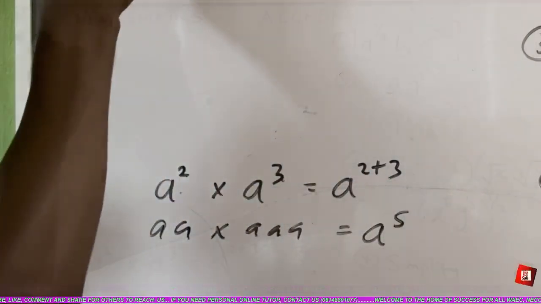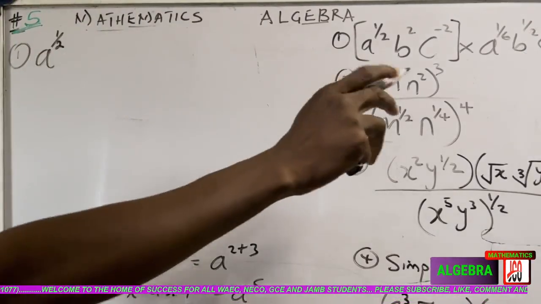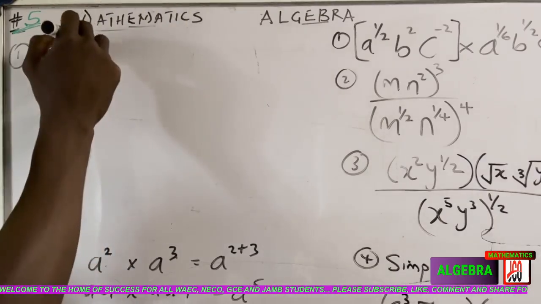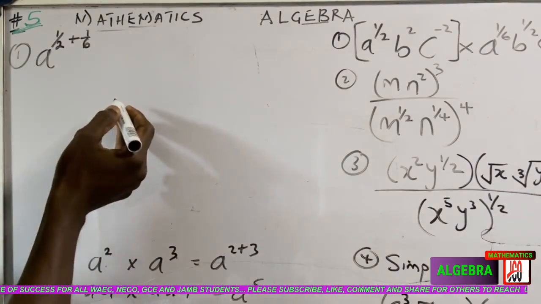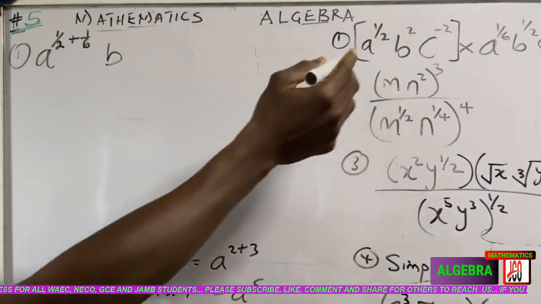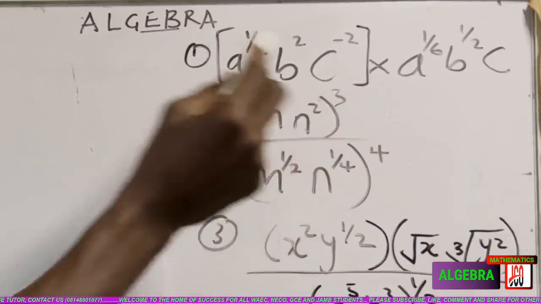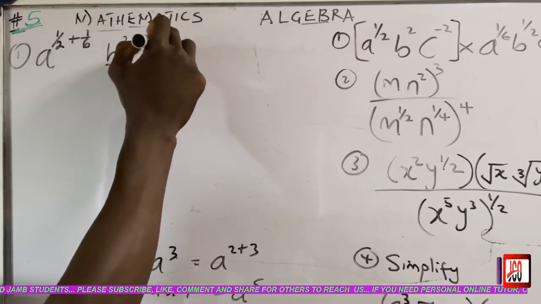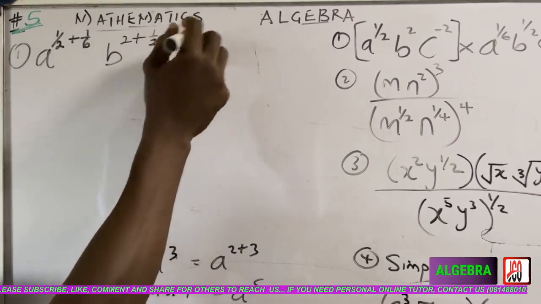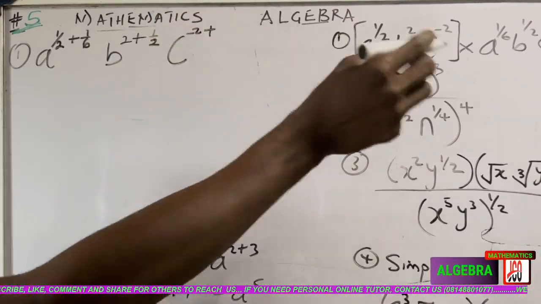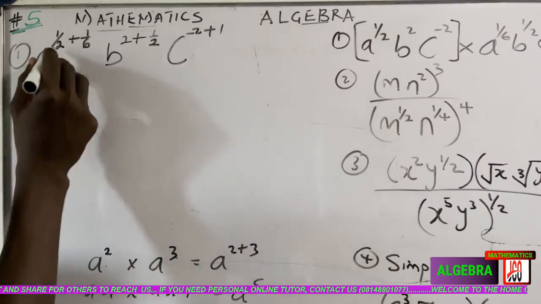So we have a raised to power 1 over 2. The other a raised to power 1 over 6 there becomes plus 1 over 6. Then b raised to power 2 plus the other power of b there, which is 1 over 2. Why are we adding? Take note, because they are multiplying. Then c raised to power minus 2 plus the other c there, which is power 1. So 1 over 2 plus 1 over 6.